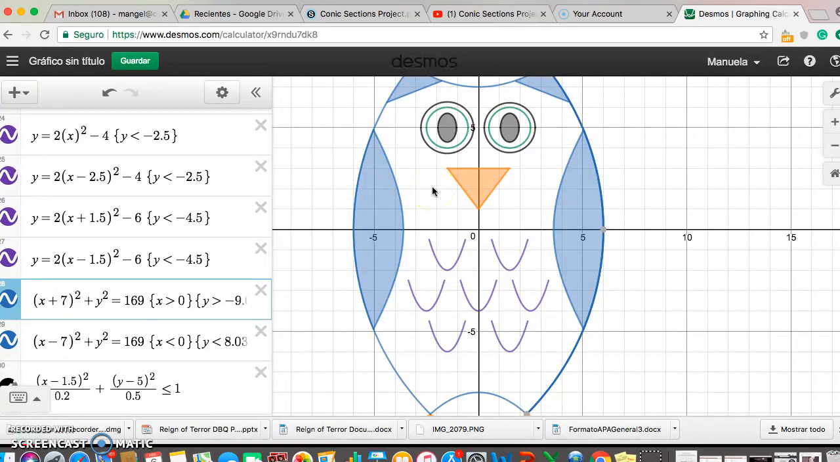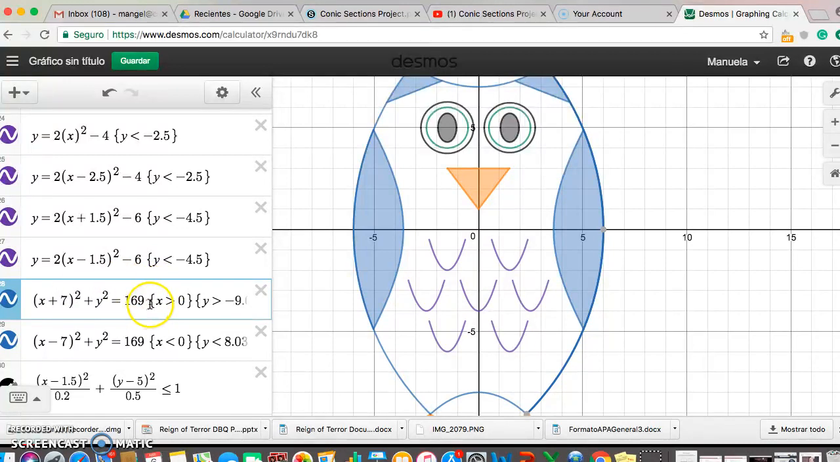To the original standard formula, I changed r to be 13, so r squared is 169. And I also changed the center to be at -7, 0. And that's why x plus 7 is changed.